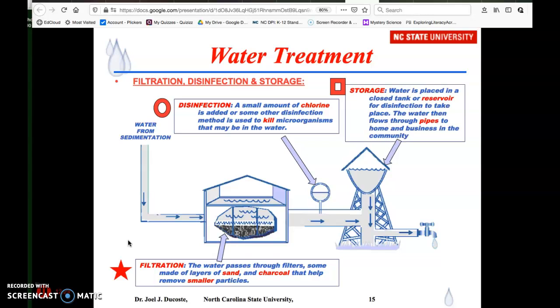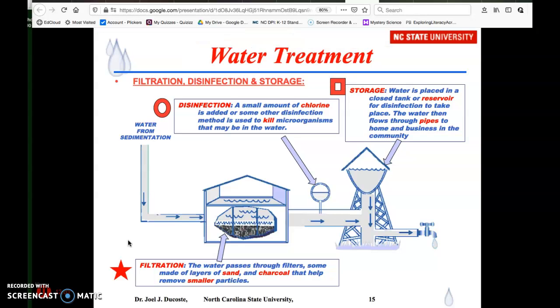Good. The very next step is storage. So water is placed in a closed tank or reservoir or water tower for disinfection to take place. Then the water flows through the pipes to the homes and businesses in the community. So that's the very last thing. So when you see water in a water tower, it's being stored there after disinfection. And then the next step is it goes into your house and out your faucet.